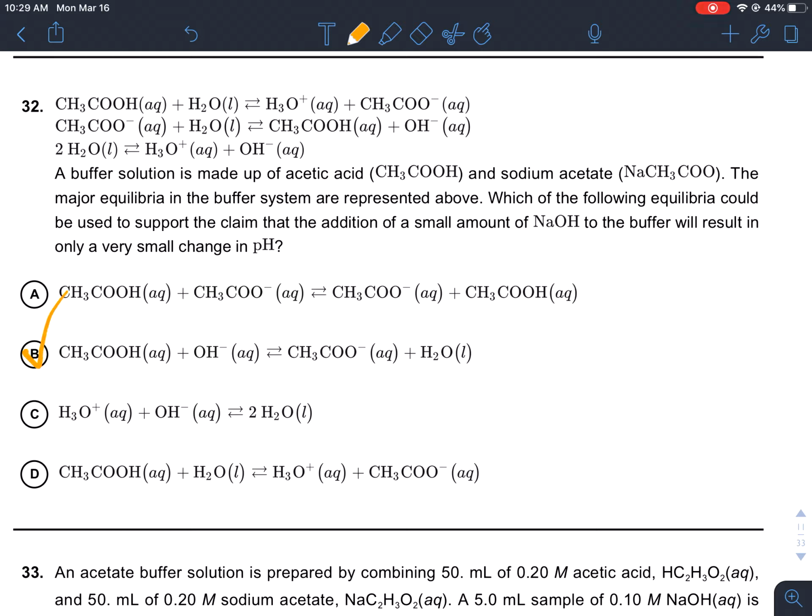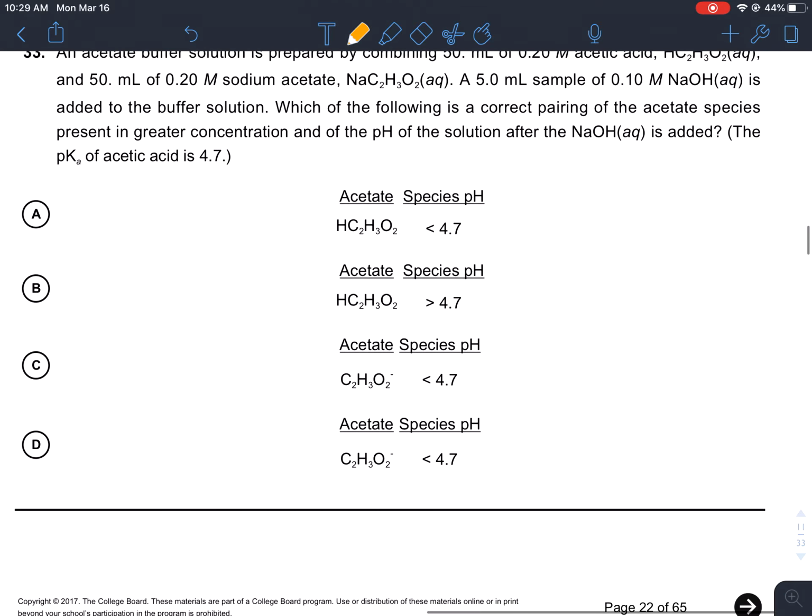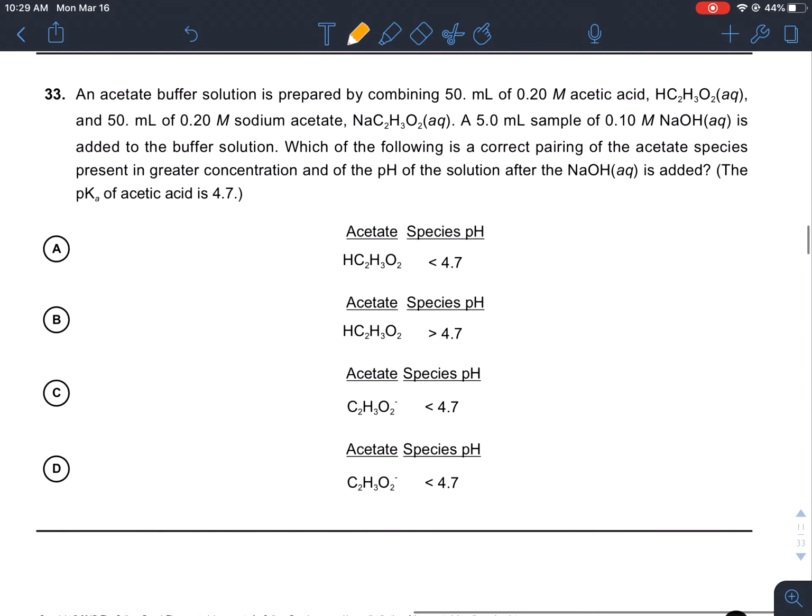Yes. You have your HA and you have your conjugate base. Okay. All right, let's look at number 33. An acetate buffer solution is prepared by 50 milliliters of 0.2 molar acetic acid. Okay, so you have your acetic acid and its conjugate base.